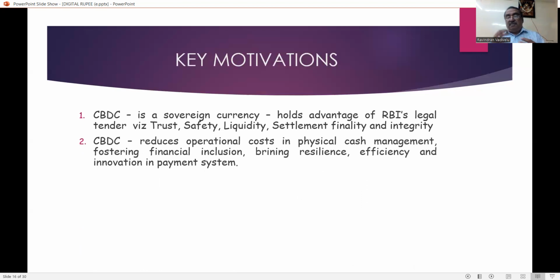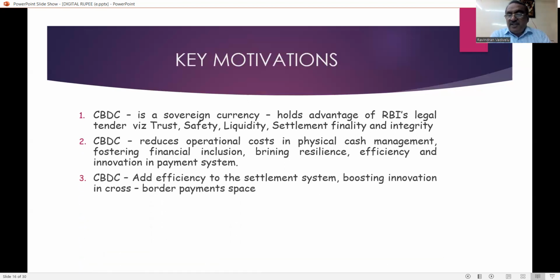Second thing, it reduces the operational cost of physical cash movement. Suppose you have 20 lakhs and you want to carry it. You have to pay some freight also. If you want to pay physical cash, that also involves cost. You have to maintain the cash and pay some operational costs. But this CBDC concept reduces the operational costs. It adds efficiency to the settlement system, boosting innovation in the cross-border payment space. So the main aim for the country is that cross-border payment should be accepted through this CBDC concept.